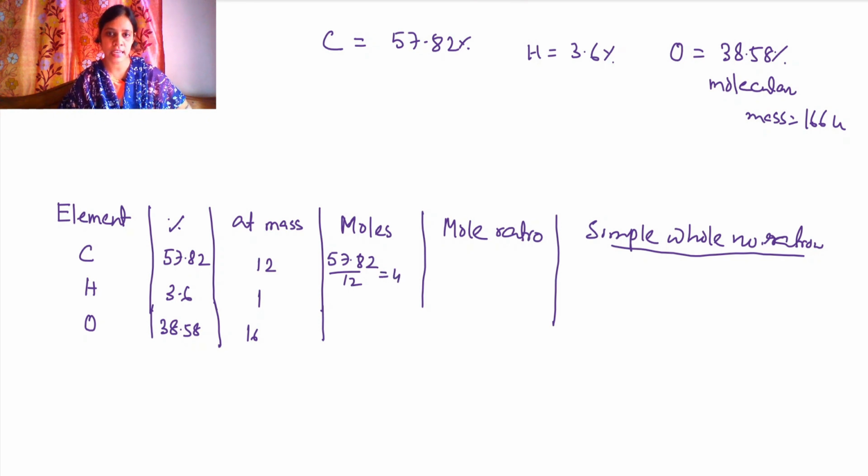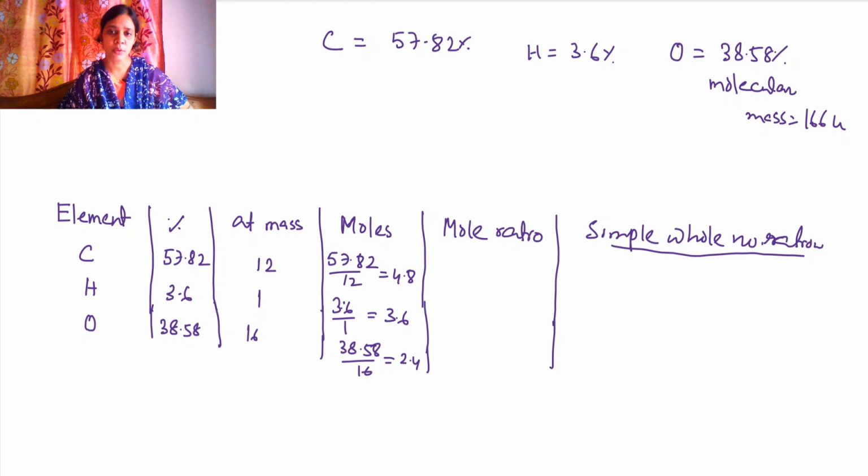Its value will be 4.8. Similarly, for hydrogen, when I divide 3.6 by its atomic mass, this is 1, I will get the value 3.6. When I divide 38.58 by 16, I will get the moles of oxygen, it will be 2.4. Then I have to fill up this mole ratio column.